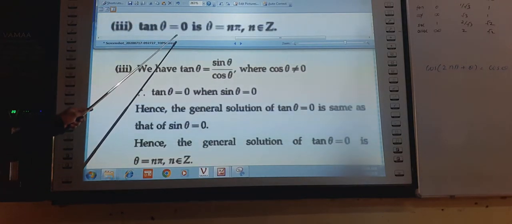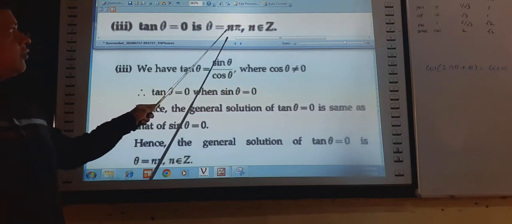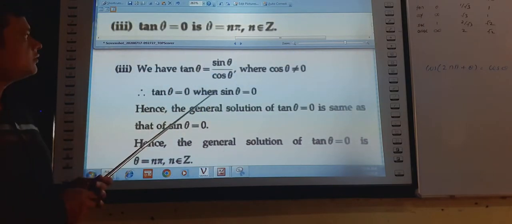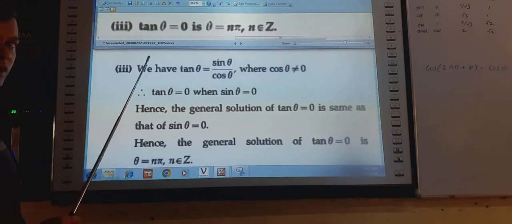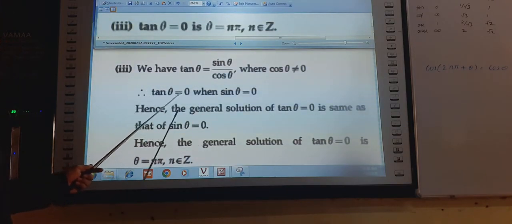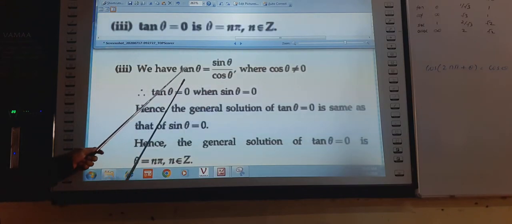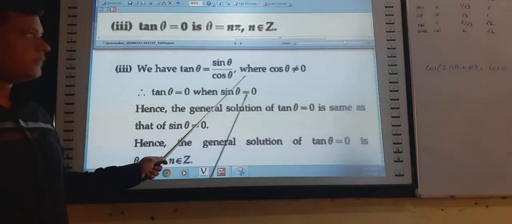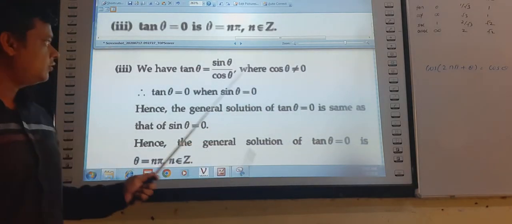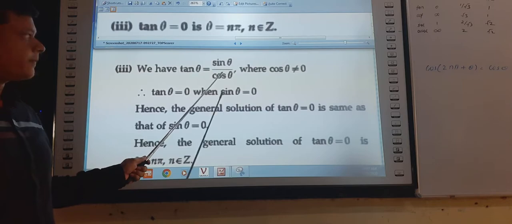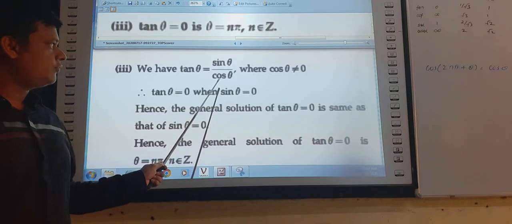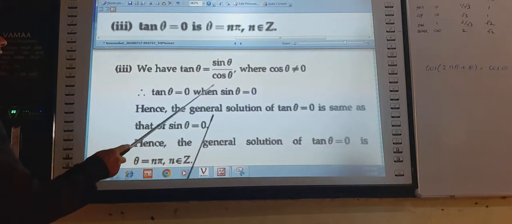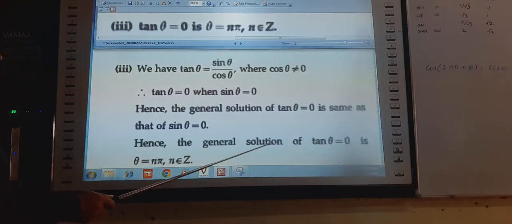For tan theta equals to 0, theta equals to n pi is the general solution. So using the condition for tan theta equals to sin theta upon cos theta, or by using the formula, we can give the proof for tan theta equals to 0. We have tan theta equals to sin theta upon cos theta, where cos theta not equals to 0. Cos theta is in the denominator, so cos theta not equal to 0, because any number upon 0 is not defined. So we have to write this condition first, cos theta not equal to 0.